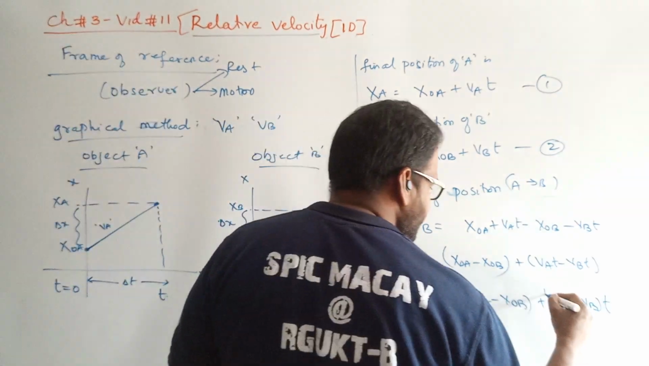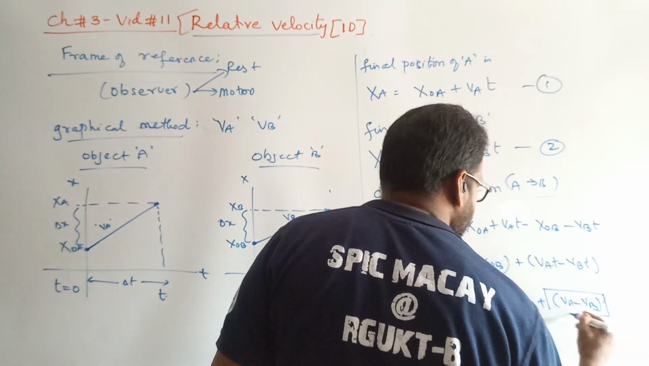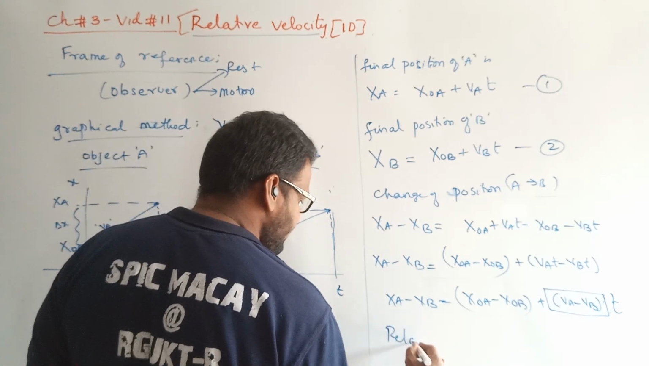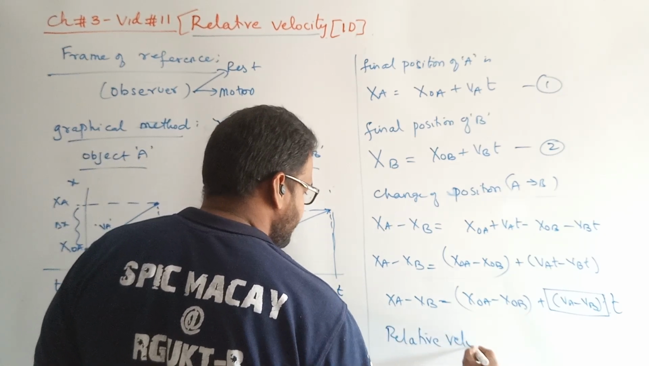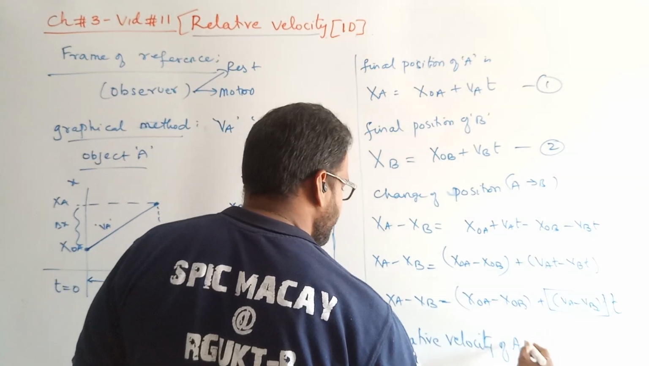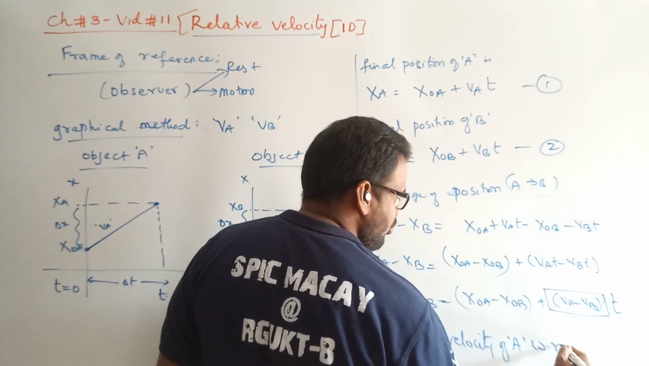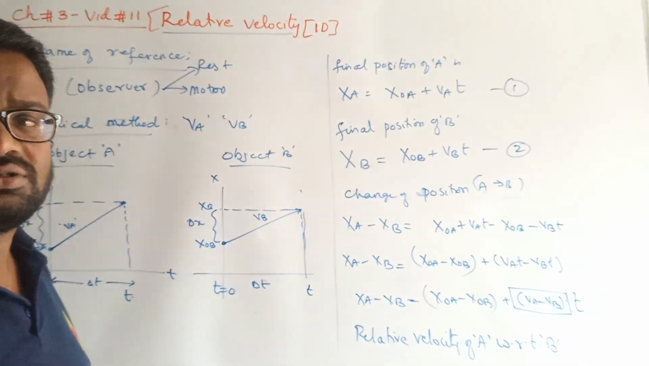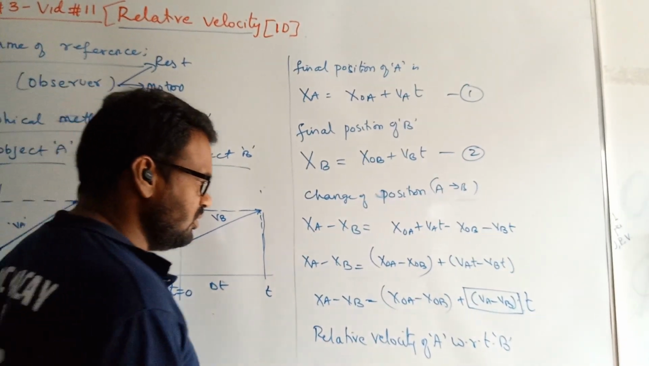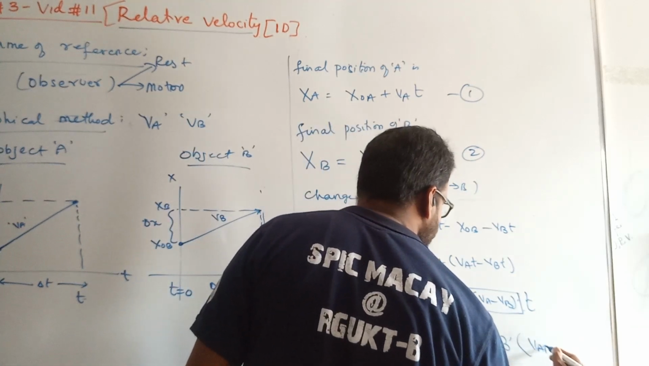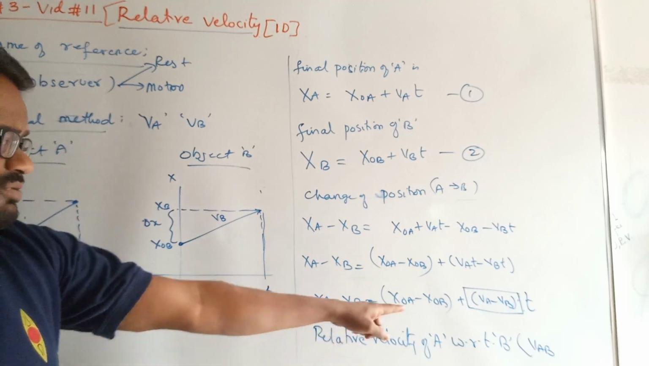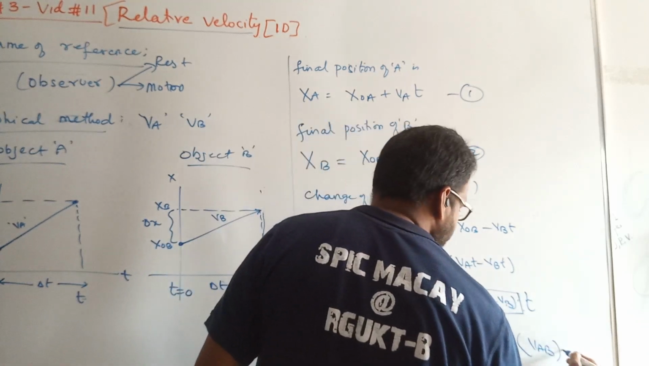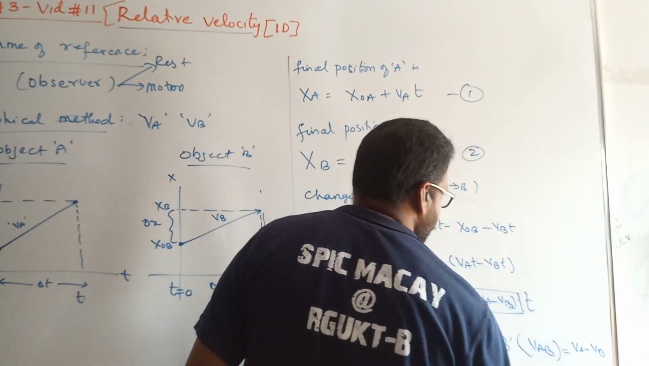Now this factor VA minus VB is called the relative velocity of A, relative velocity of A with respect to B. What is VA minus VB called as? VA minus VB is called the relative velocity of A with respect to B, and this is denoted by VAB, which is equal to VA minus VB.